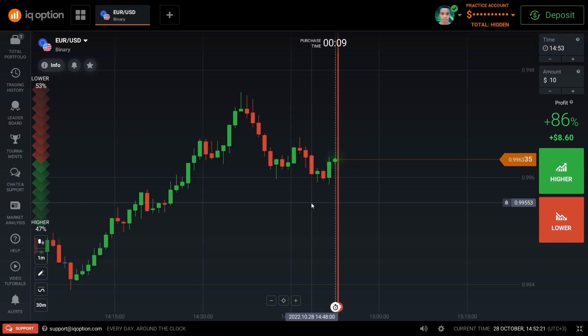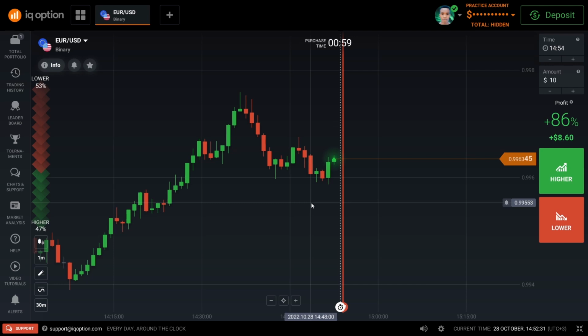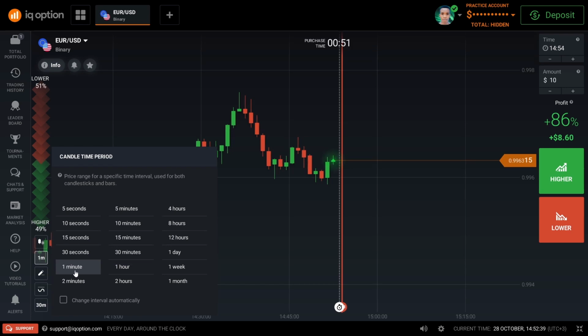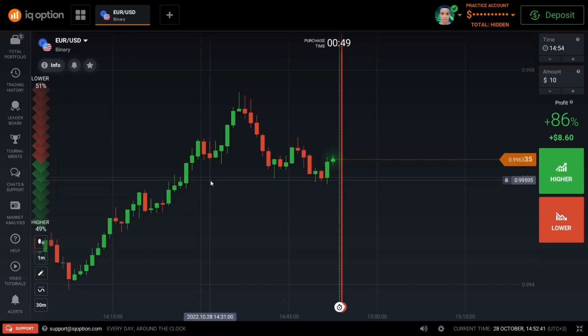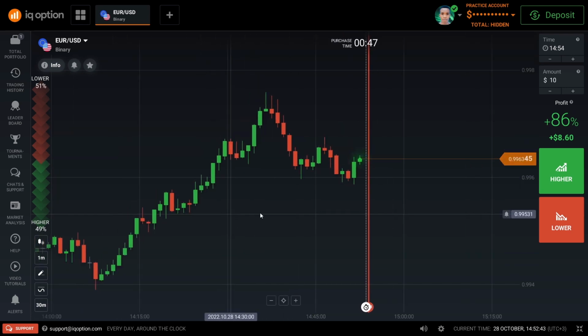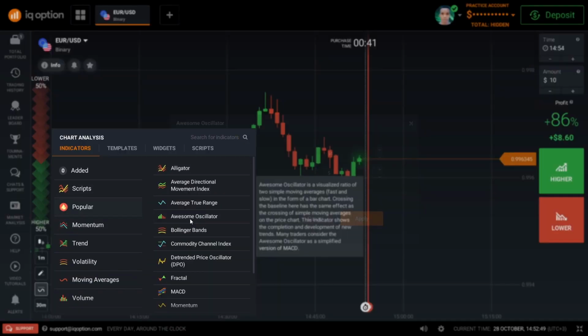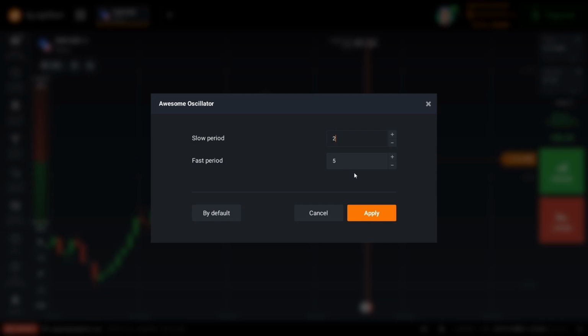Some people got confused and asked me questions, like why do it this way, and I wanted to remove that uncertainty. So for this strategy to work perfectly, make sure the candle time period you use is 1 minute. Each candle you see in my chart is 1 minute. For the indicator, I use the Awesome Oscillator, with a slow period of 2 and a fast period of 200.